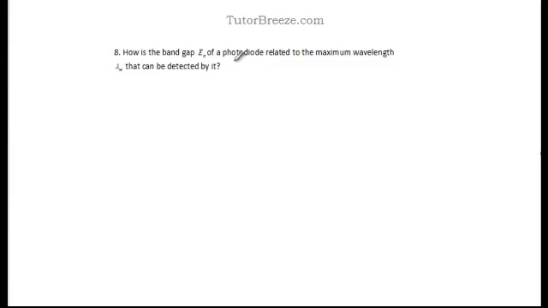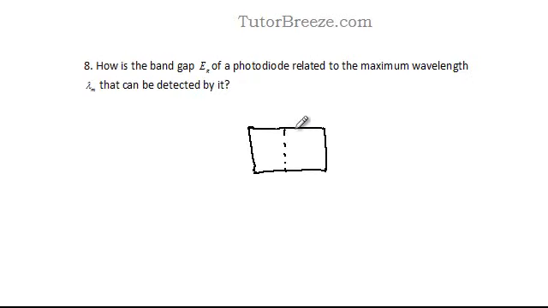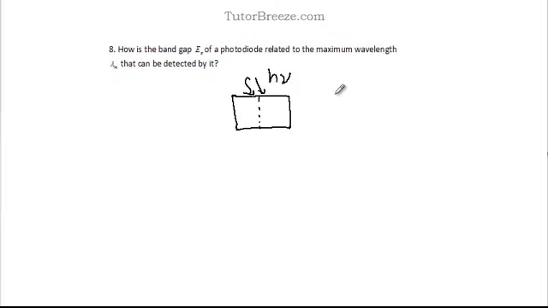When radiation is incident on a photodiode, for instance, say this is a photodiode and this is the junction of the photodiode, and radiation is incident on the photodiode. Say the frequency of the incident radiation is nu, then the energy of the incident radiation is given by h nu. Now this energy of the incident radiation has to be equal to the band gap so that the electrons move from the valence band to the conduction band.